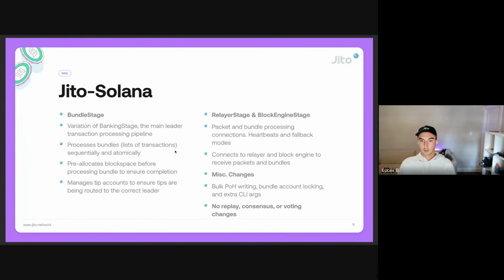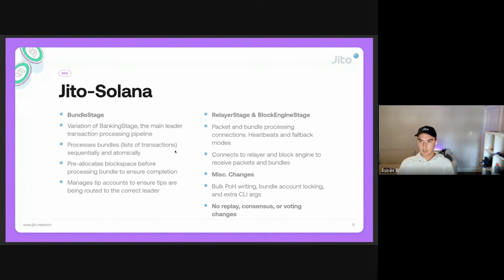Another interesting use case for bundles is that there's a 1232 byte max limit in the QUIC packets now. And so we've gotten some interest from people wanting to improve the user experience for dApps and things like that, so they can send bundles and have them execute atomically.